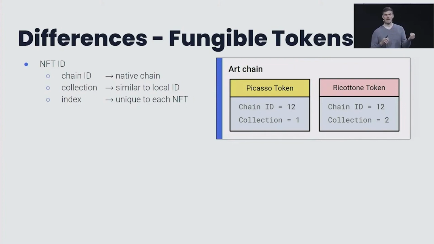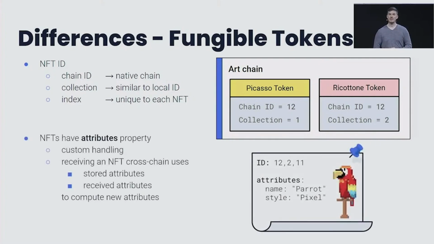So if we check the NFT ID, it is made up of the chain ID, a collection, which is the same thing as the local ID for fungible tokens. So those two together, they define somehow the big picture of the token. But then each individual token has an index. For example, if you have a chain for arts, then you could have a Picasso token, chain ID 12, collection 1, and a Ricotone token, chain ID 12, collection 2. And then every artwork by Ricotone will get a new index.